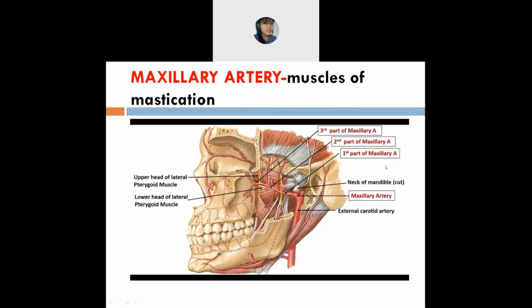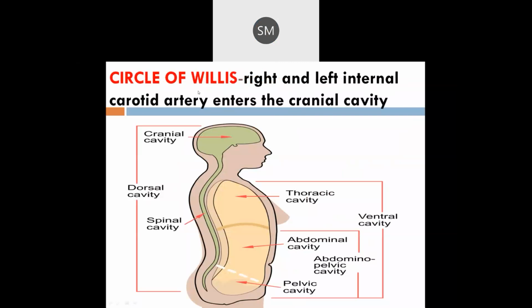So here, it helps you in chewing, right? These muscles, so it goes and supplies all these areas. That is the maxillary artery. Okay, shall we move to the next?